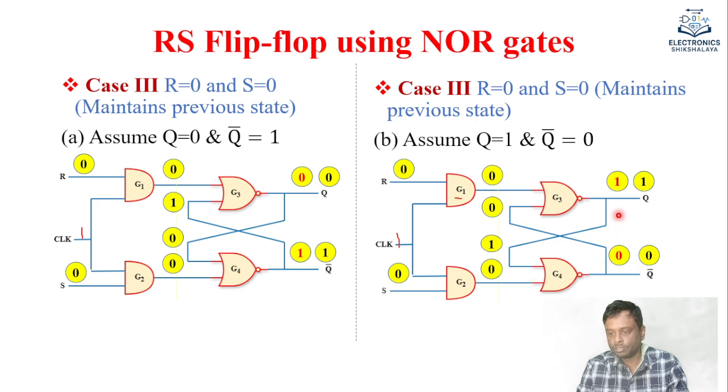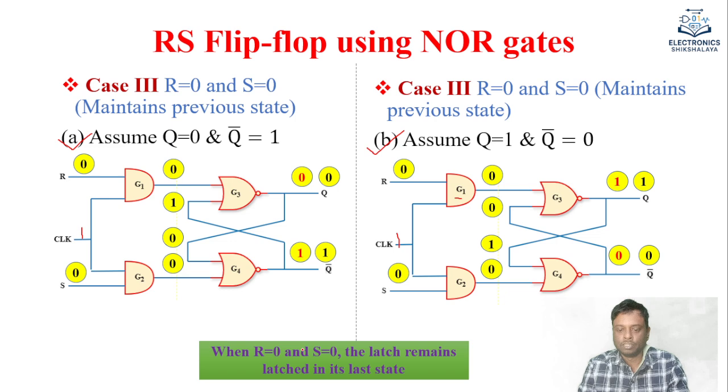So you can see in both the cases, that is both our assumptions, match the initial assumptions. So that is why it remains in the previous state, or it is in the no change state. So when R equal to 0 and S equal to 0, the latch remains in the previous state. So this is our third case.